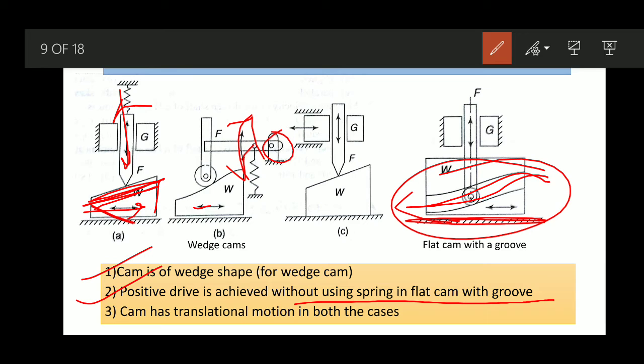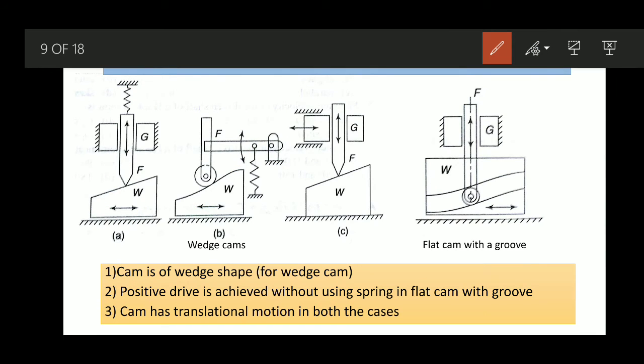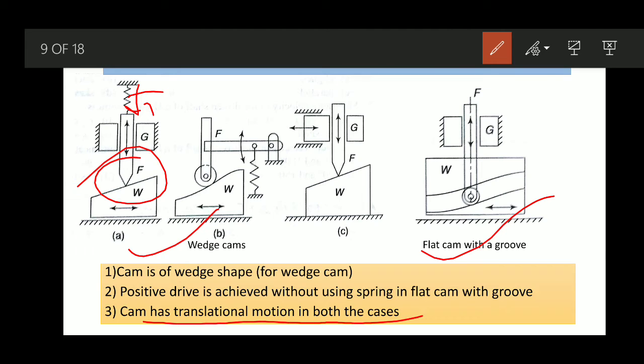Okay, but in the other cases, generally, to maintain this, we know that cam and follower should be in constant contact. So in this particular case, you can see some spring force is given. We are using a spring so as to maintain this particular contact, as well as to give the positive displacement to the follower. Similarly, in both the cases of wedge cam as well as flat cam, the cam has translational motion.